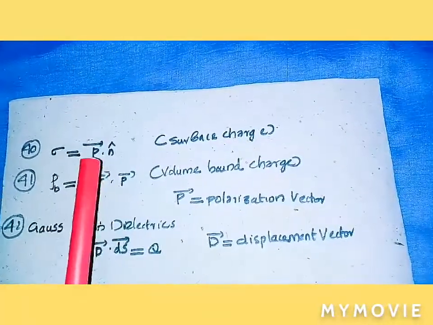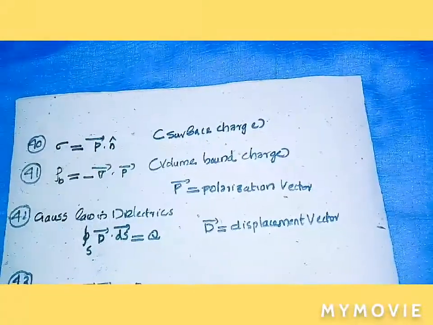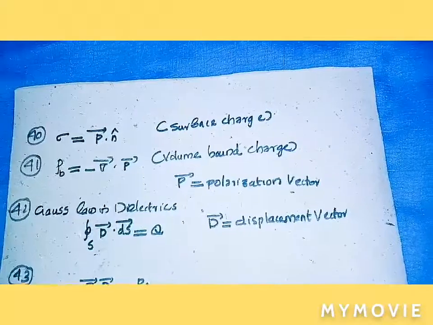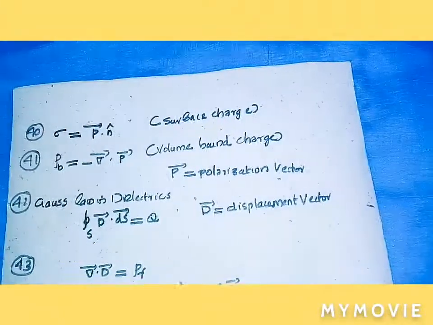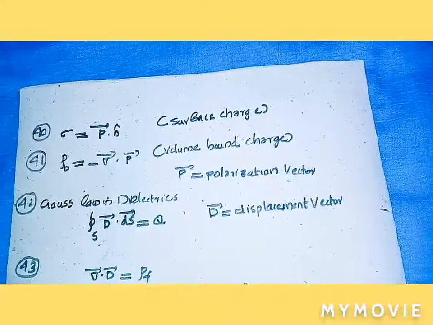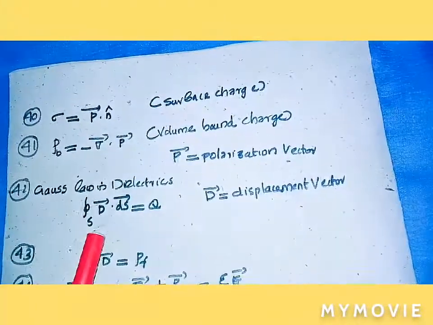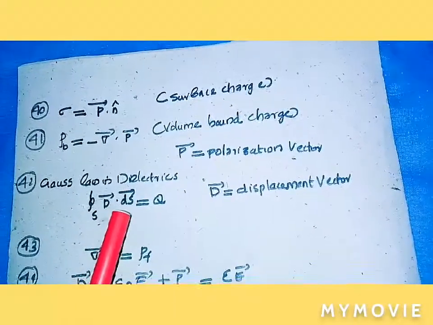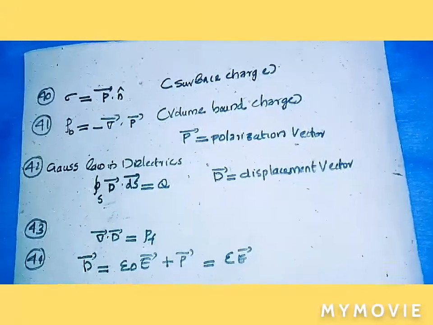Sigma is the surface bound charge, equal to P bar dot n cap, where P is the polarization vector. Rho b is the volume bound charge, equal to minus del dot P bar. Gauss's law in dielectrics: closed surface integral of D bar dot dS bar is equal to q, where D is the displacement vector.